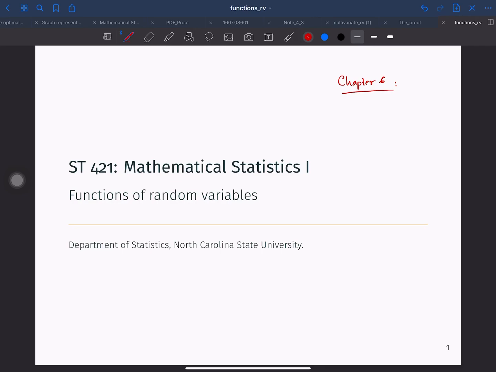The topic of chapter 6, which I think is one of the most complicated topics of this class, has to do with deriving the distribution for functions of random variables. Up to now, we have discussed, say in chapter 4.3, discrete or continuous random variables. In chapter 5, we discussed bivariate or multivariate random variables. But we have never talked about a general way to derive the distribution for functions of these random variables.